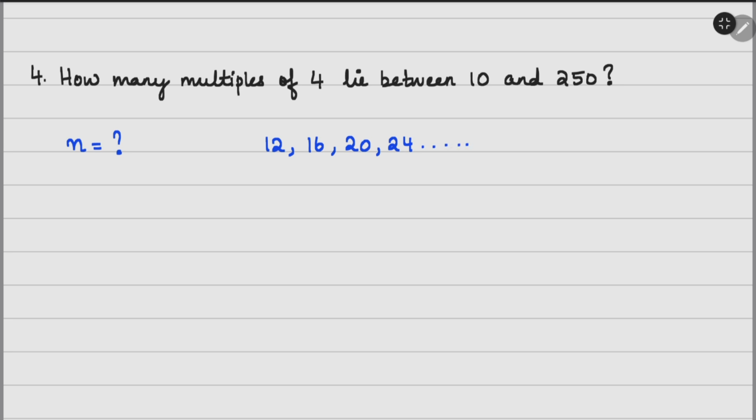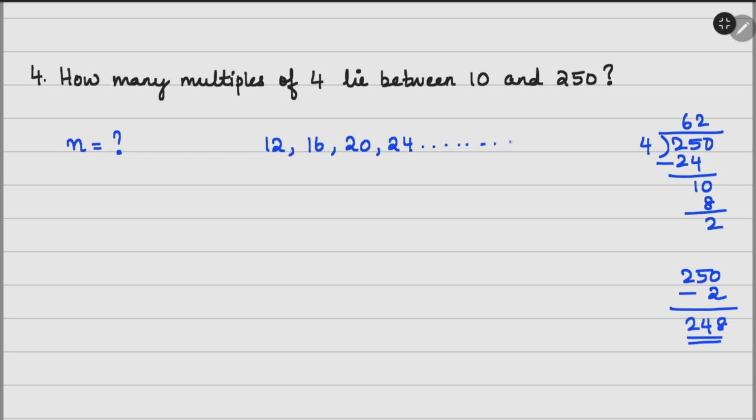Let's find the last multiple of 4 just before 250. So what should you do? 250 divided by 4. 4 6s are 24, 10, 4 2s are 8. So the remainder is 2. So 250 minus 2 will be 248. This is the last multiple of 4. Okay, 248 is the last. This is your nth term, an. This is your first term, a. What is our common difference? Second term minus the first term, which is 4.